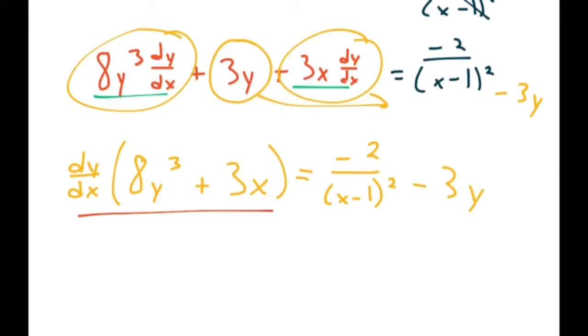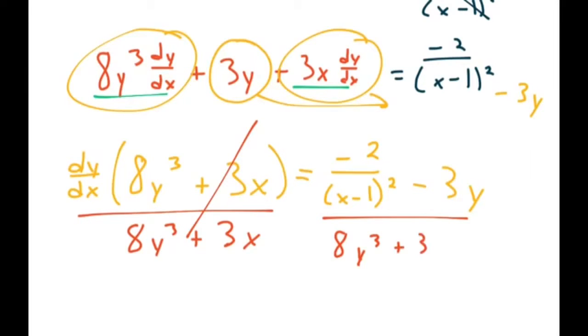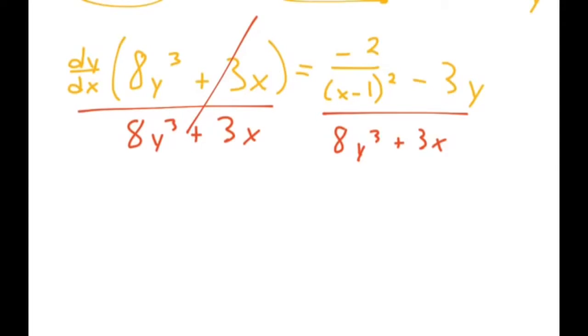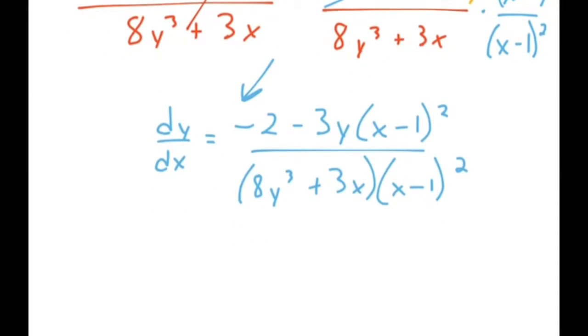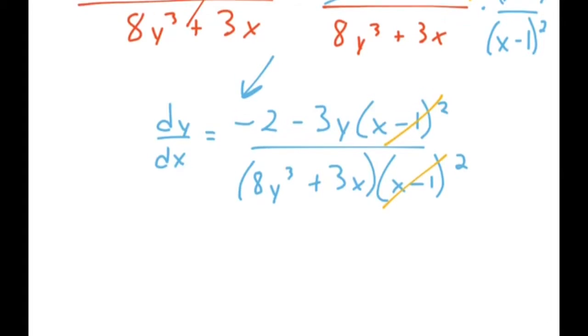And then you would divide by 8y to the third plus 3x. It would cancel, and do the same over here. And you don't want to have a fraction in the numerator. To eliminate it, you would multiply times x minus 1 squared on the top and on the bottom. When you multiply it, you get rid of the fraction, and this is what you would get down here. And then you can actually simplify it more. You can just cancel out the x minus 1 squared.